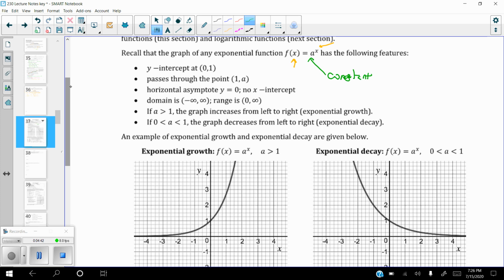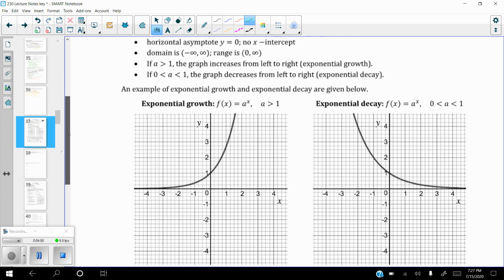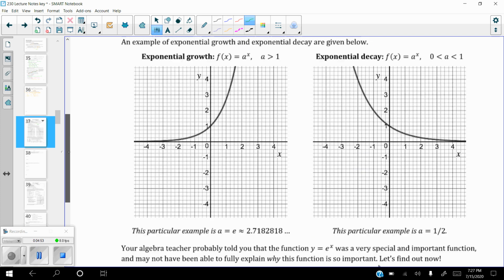An example of exponential growth and decay is given in these graphs, which I've been referring to. The first one is where a is greater than 1. The second one is where a is in between 0 and 1. And you might ask, well, what about if a is less than 0? You can't actually have an exponential function with a negative base.